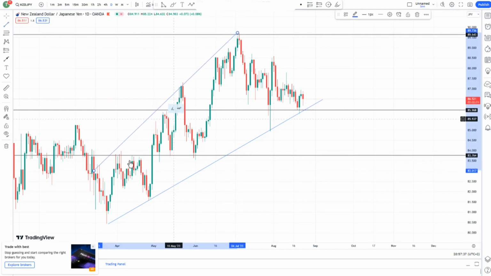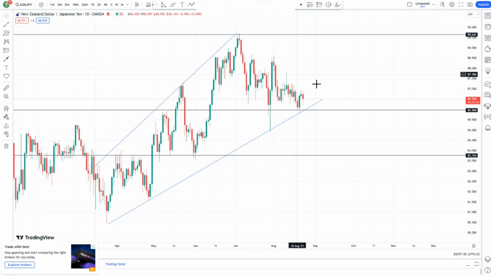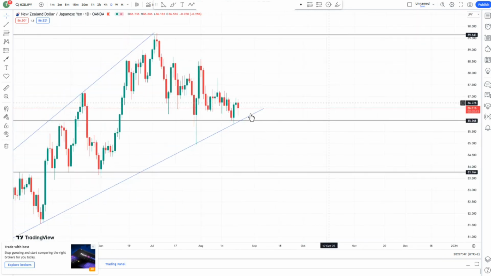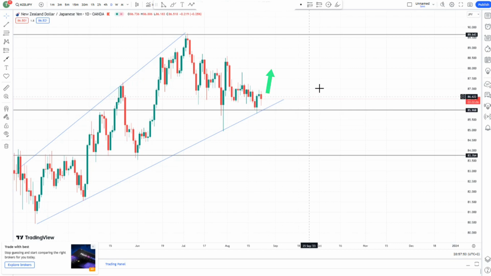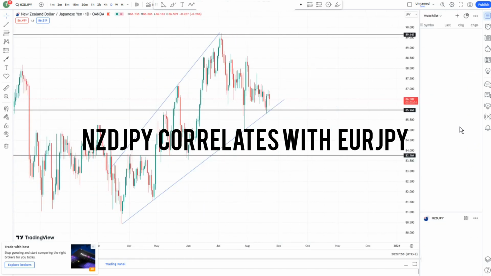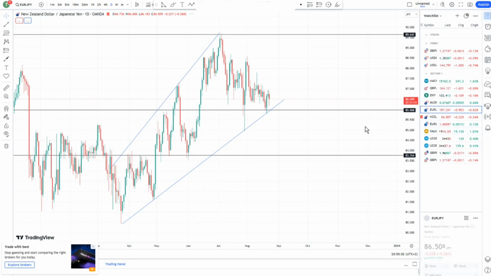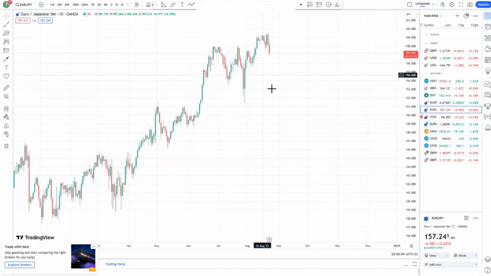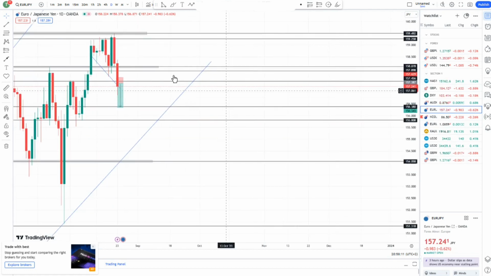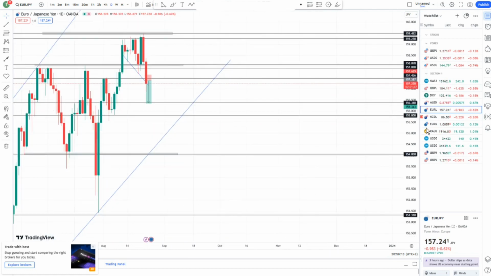We can already see that we have an expanding channel on the daily time frame. We are currently on this supporting level, which means that we are expecting a push towards the upside. And since NZDJPY is correlating with EURJPY, that makes us reconsider our selling opportunities. The sells on EURJPY might be possible, but price can reverse here, so you should be skeptical with your sells. Let's go back to NZDJPY.